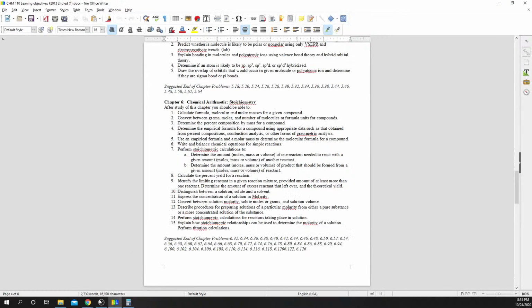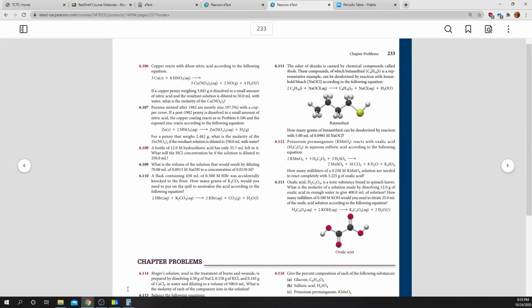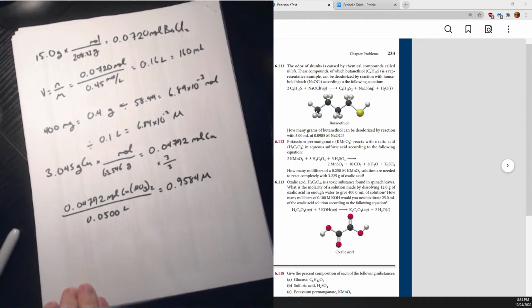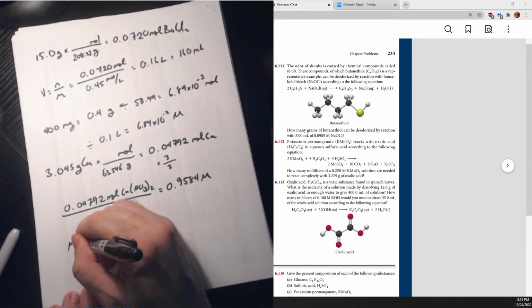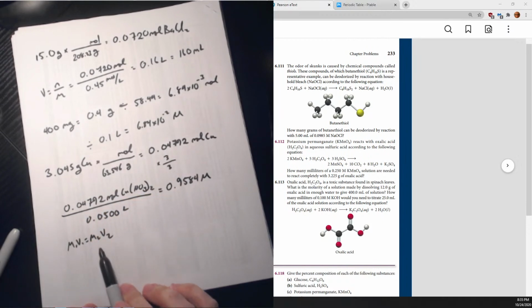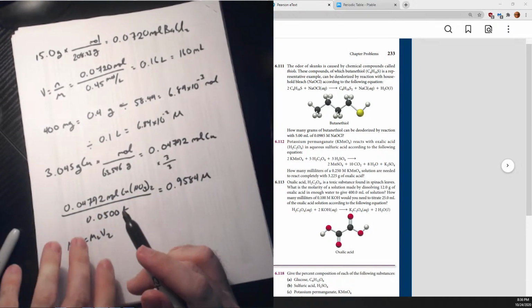Who is next? 108. A bottle of 12 molar hydrochloric acid has only 35.7 mils left in it. What will the HCl concentration be if the solution is diluted to 250 milliliters? Well, that is just an M1V1 equals M2V2 problem. Dilution, this is just really straightforward.